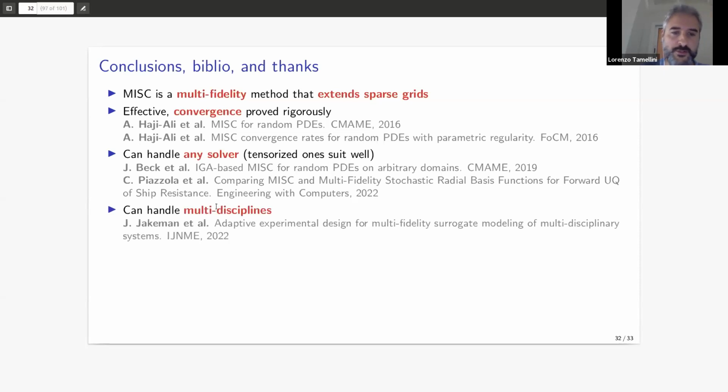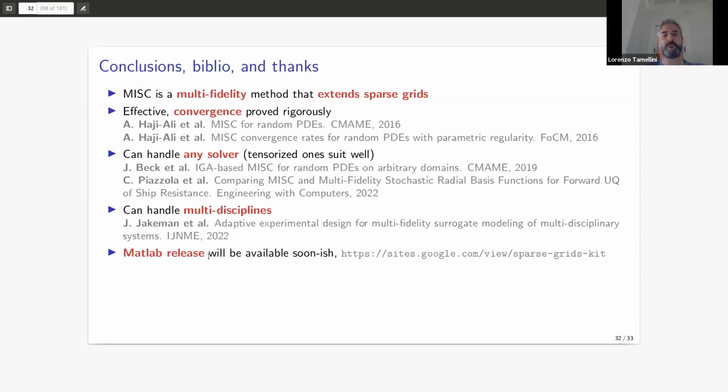It can handle also multidisciplines, and the paper is just out here on EJNME with John Jacob and the other guys. And hopefully we should have a MATLAB release soonish of this MISC.